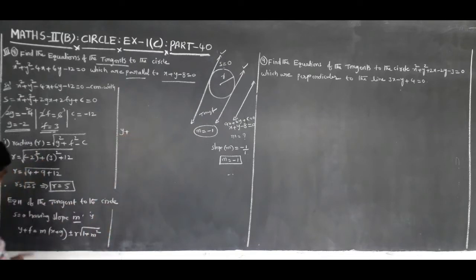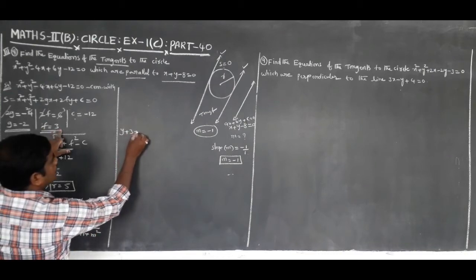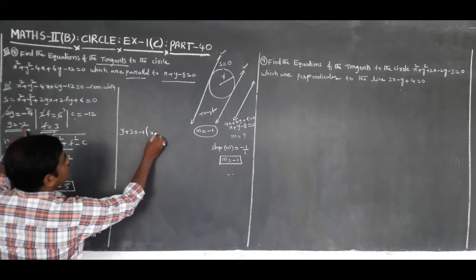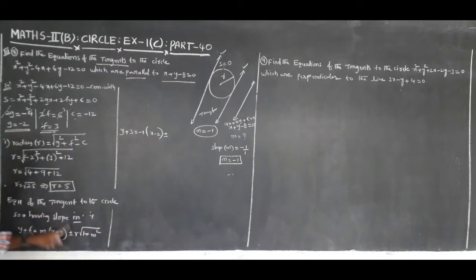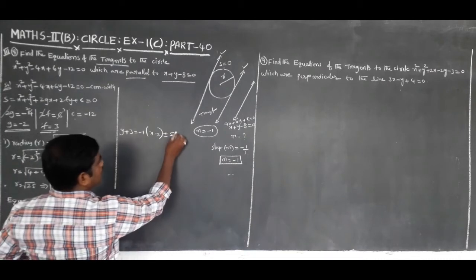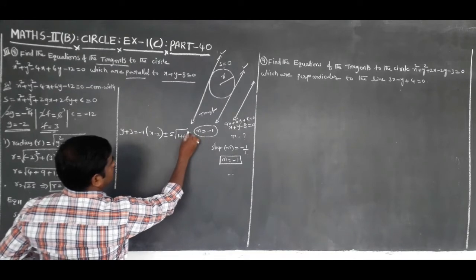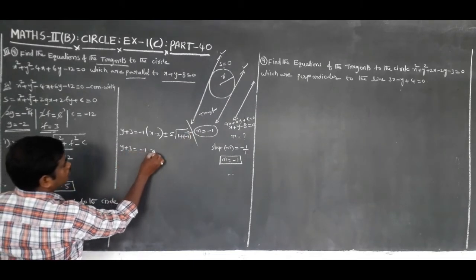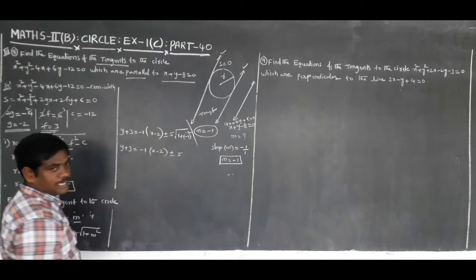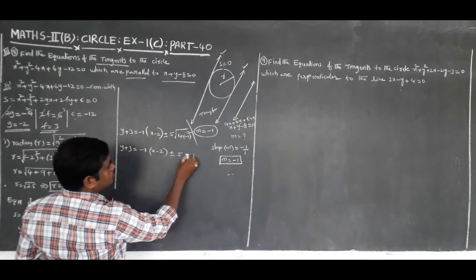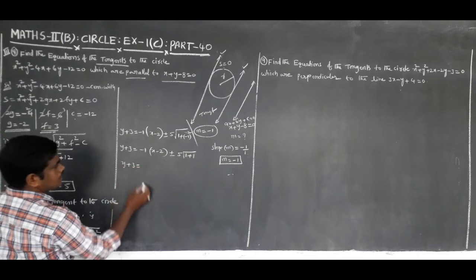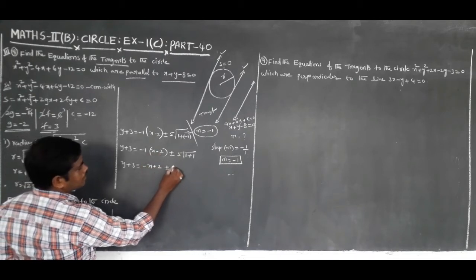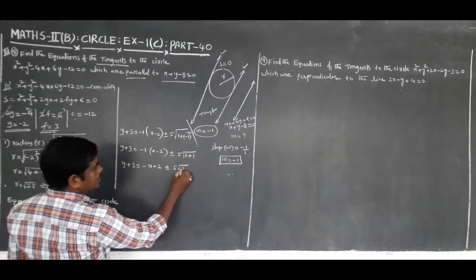y + f = m(x + g) ± r√(1 + m²), so y + 3 = -1(x - 2) ± 5√(1 + (-1)²). Then y + 3 = -1(x - 1)(-2) ... ± 5√(1 + 1), which is 2.